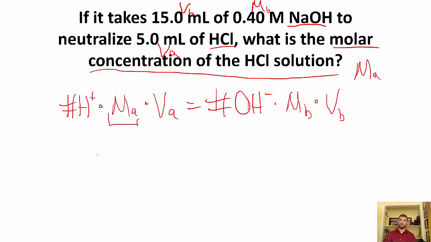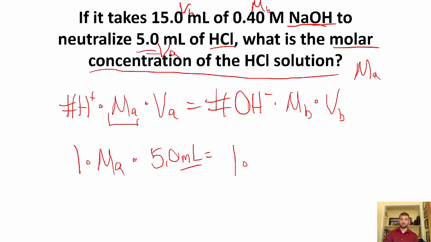Right, so how many H plus do we get from HCl? Just 1 times the molarity of the acid, what we're going to solve for, times the volume of the acid, which is 5.0 milliliters. Now, since this is a proportion, we can leave it in milliliters, and our answer will be in milliliters. So how many OH do we get from NaOH? Just 1. So it's 1 times the molarity of the base, which is 0.40 molar, times the volume of the base, which was 15.0. So I'm going to plug and chug now. And I probably should have a calculator handy, you know?